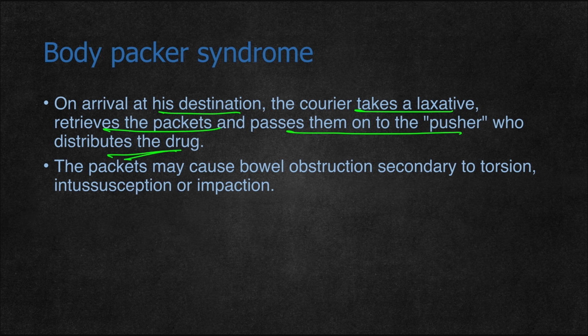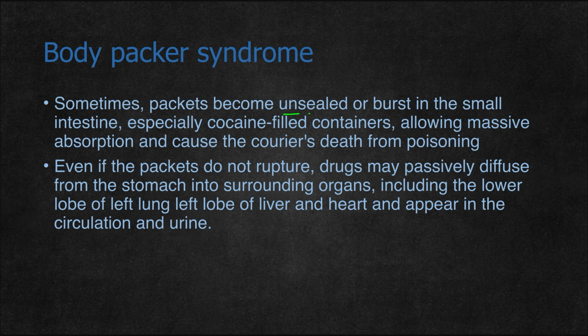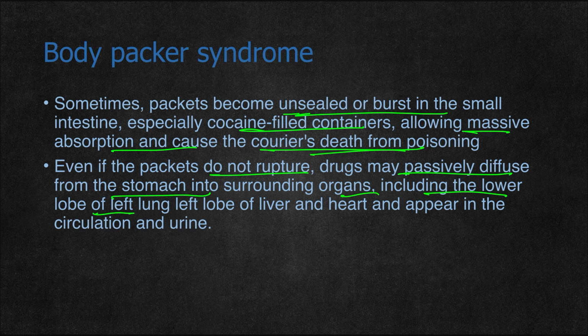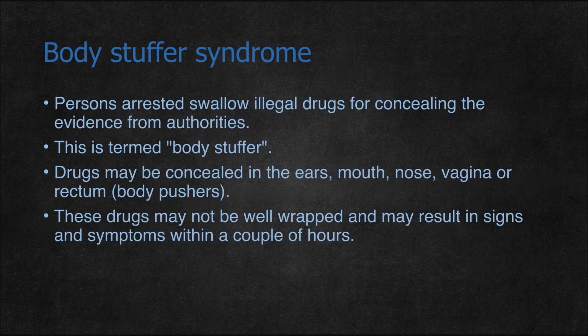These packets may cause bowel obstruction, secondary to torsion, intussusception and impaction. So consumption of these drugs may lead to bowel obstruction. Sometimes a packet may rupture, leading to overdosage and death. Sometimes packets may become unsealed or burst in the small intestine, especially cocaine filled containers, allowing massive absorption and causing the courier's death from poisoning. Even if the packets do not rupture, drugs may passively diffuse from the stomach into surrounding organs, including the lower lobe of the left lung, left lobe of the liver and heart, and appear in the circulation and urine.